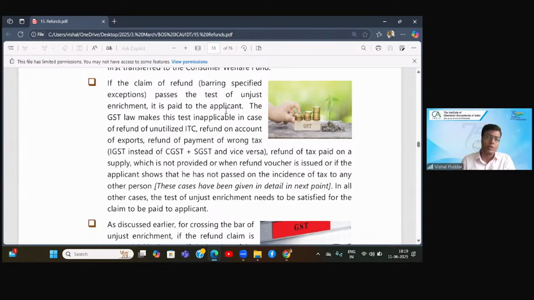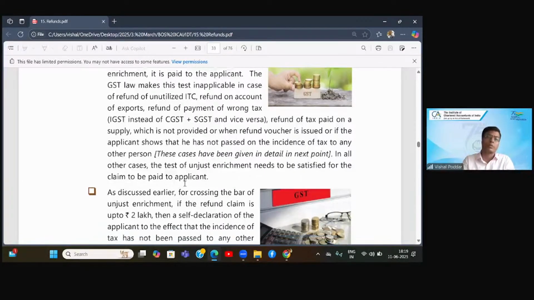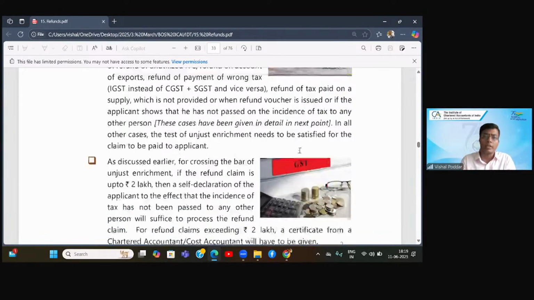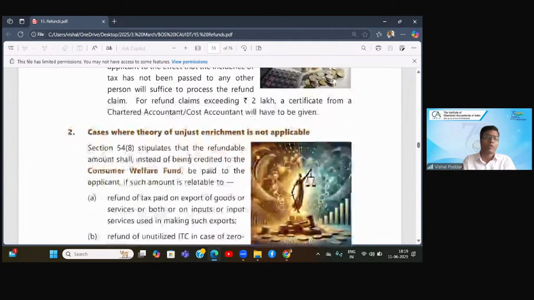So when this will be proved, when you pass the test of unjust enrichment, that is, you prove that you bore the duty burden. The GST law makes this test inapplicable in case of refund of unutilized ITC, refund on account of export, refund of payment of wrong tax, refund of tax paid on supply which is not provided, or where refund voucher is issued, or if the applicant shows that he has not passed on the incidence of tax to any other person. These cases have been given in detail in the next part. Fine. Next, as discussed earlier, for crossing the bar of unjust enrichment, if the refund is up to 2 lakhs, a self-declaration is sufficient. If it is more, then you have to take a certificate.